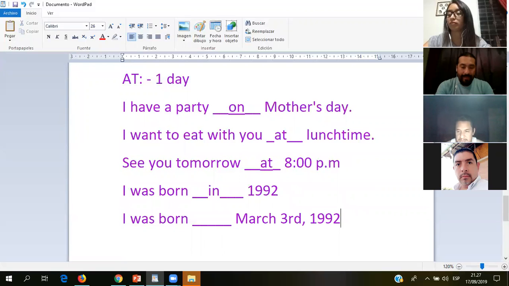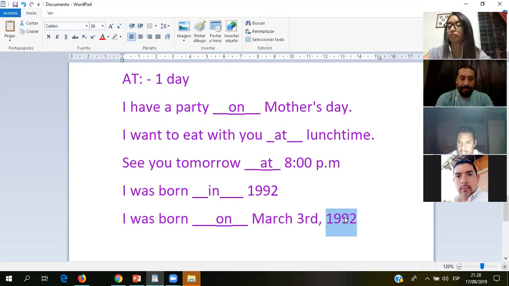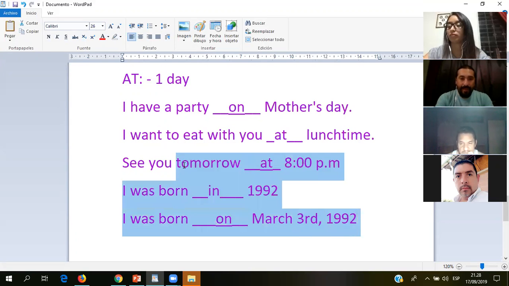¿Cuál sería aquí? On. ¿Por qué? It's only one day. It's a specific day. It's the March. One day. March, so you don't get confused with this. You know it's one day, so on. Okay? Clear? Now, all right.